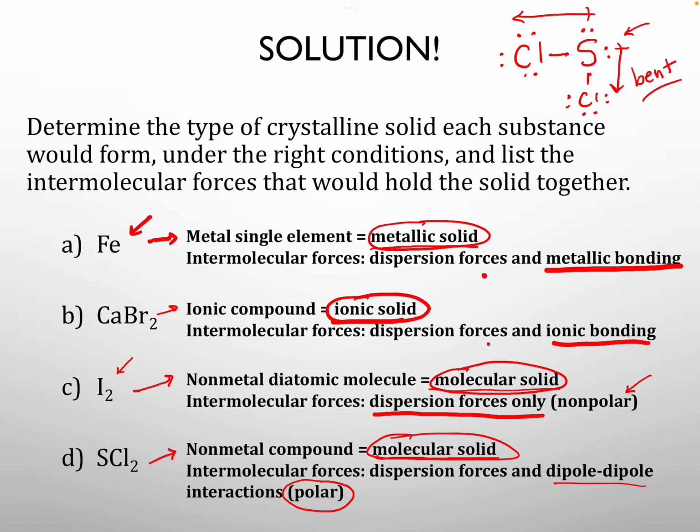As far as the intermolecular forces go, we talked about that a lot last time. The only thing that's really new is our metals are held together by metallic bonding. But otherwise, like an ionic compound held together by ionic bonding, this is a non-polar substance, so it's only dispersion. This is polar, so we get dipole-dipole interactions. Okay, so this is just drawing together a lot of different things that we've covered already in the course.